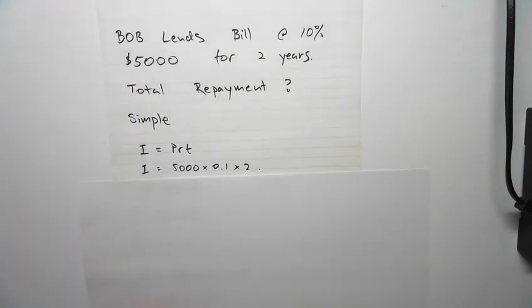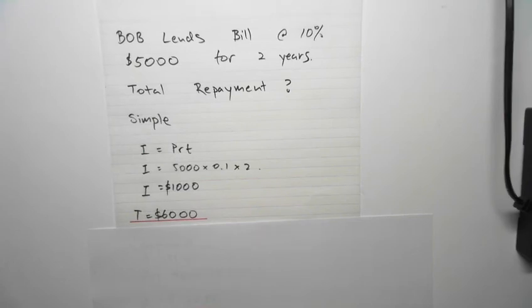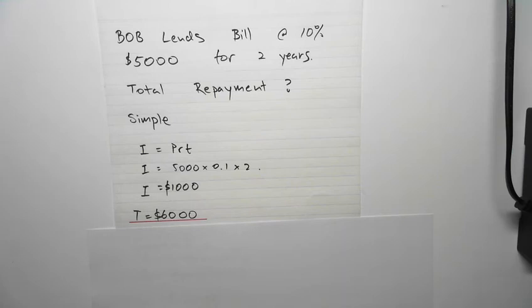So the first method is the simple interest. So we use the formula I equals PRT. We put in our variables, so that was the $5,000 at 10% for 2 years, and we get an I of 1,000. So that means that after 2 years, Bill has to repay Bob $6,000 for using the $5,000.